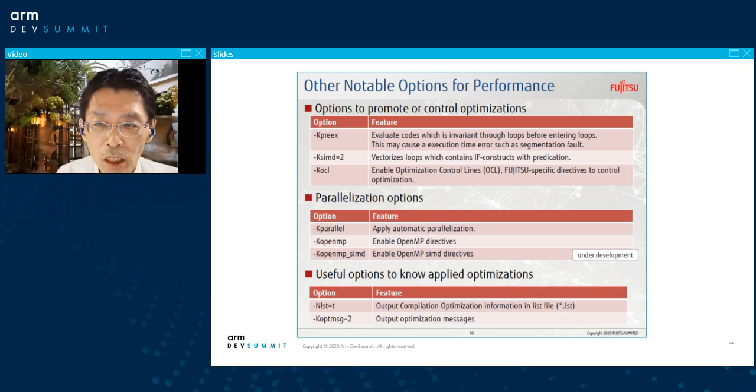The second part is parallelization options. -Kparallel applies automatic parallelization. The second one is -Kopenmp, which enables OpenMP directives. The third is OpenMP with SIMD. The third group is options to know how the optimization was applied. -Kloop_fission... rather, -Klist outputs compilation optimization information into a file, with the suffix lst next to the source code. And -Koptmsg is also useful to output optimization messages.